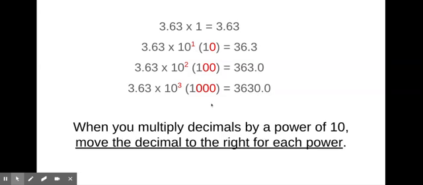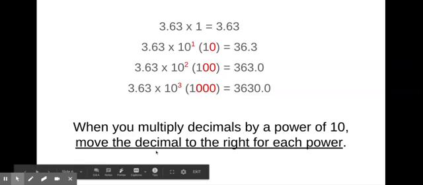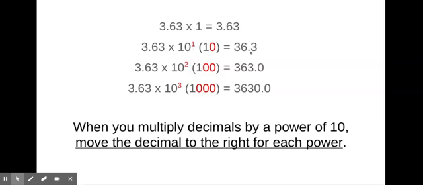To summarize that, when you multiply a decimal by a power of 10, move the decimal to the right for each power. So if your exponent is 1, you'll move your decimal point 1 place to the right. If your exponent is 2, you'll move your decimal place 2 places to the right. And if your exponent is 3, you'll move your decimal point 3 places to the right. When we do this, all we're doing is moving everything up on the place value chart.